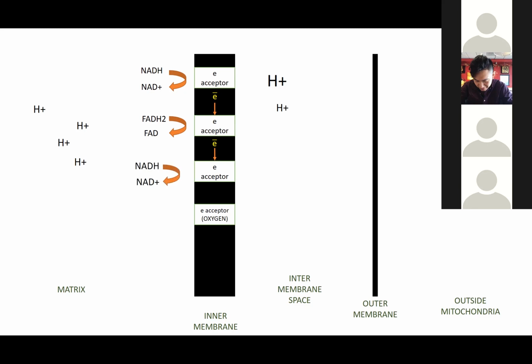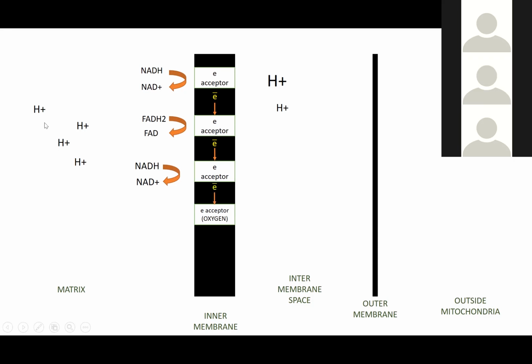As you saw in the Krebs cycle and in glycolysis, we had a lot of FADH. So now is the time where we're going to use them all, take their electrons, put them in the electron transport chain, and get all these H pluses to go to the other side.